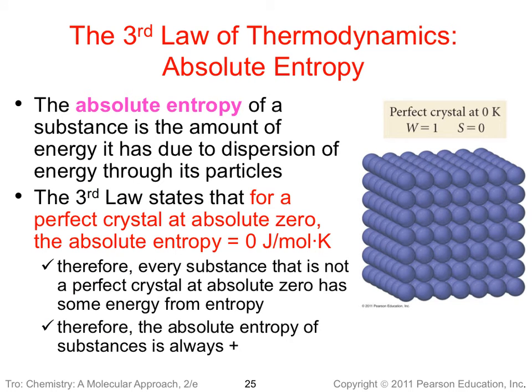So the third law, right, or absolute entropy. The absolute entropy of a substance is the energy that it has from that dispersion, that motion, right? The third law says basically that the only time there is no entropy in the system is a perfect crystal formation at absolute 0. Then the absolute entropy can be 0. That means that every substance has a positive entropy.